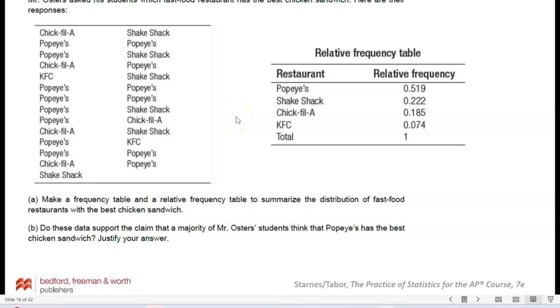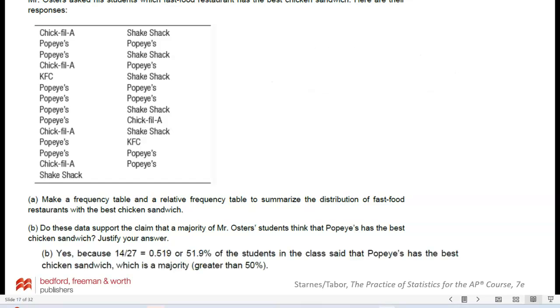So the relative frequencies. Do the data support a claim that the majority of Mr. Oster's students think that Popeyes has the best chicken sandwich? Well, Popeyes, 51.9% says, hey, Popeyes is the best. So yeah, I think the data does support that because more than 50% is a majority.